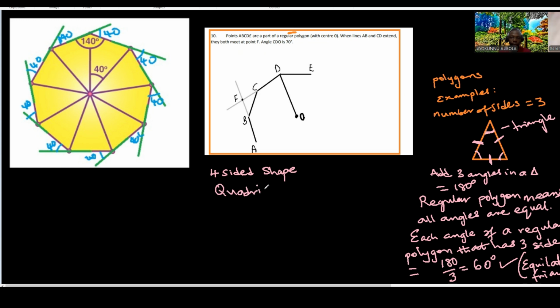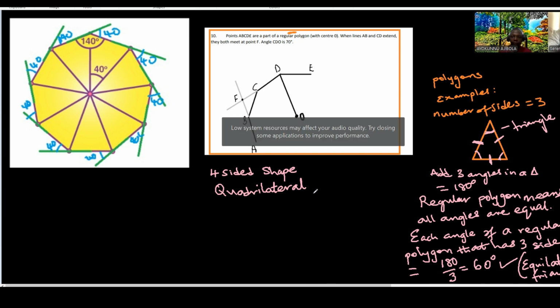It's called what? Quadrilateral. A shape with four sides is called what? Quadrilateral. Are you concentrating? I am. A shape with four sides is called what? Square.